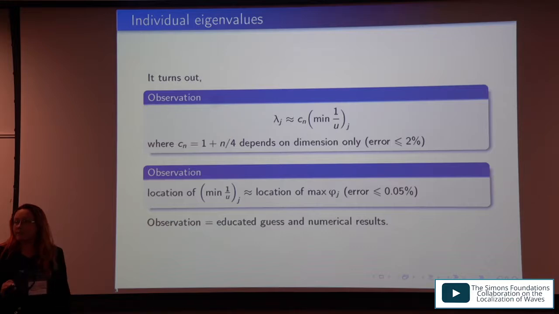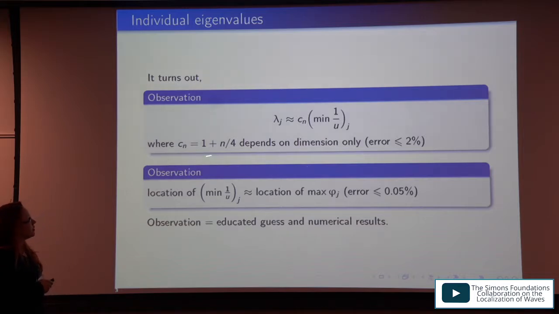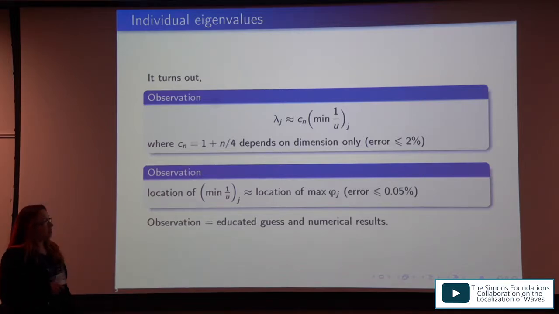It does not depend on the potential. It does not depend on the disorder. It does not depend on your indium composition or whatever you want. It's a dimensional constant. It's 1 plus dimension over 4. The error is about 2% in the particular computations that I showed you, and the location of the minima corresponds to the location of the sort of accumulation of the maxima of the eigenvalues with an even better error.